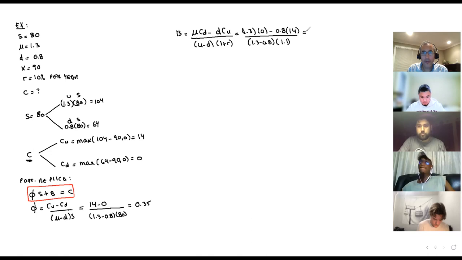Negative 20.36. So what is the sign here? What is the meaning here? It's that we are borrowing money. Okay, so just remember that. So we are borrowing money.